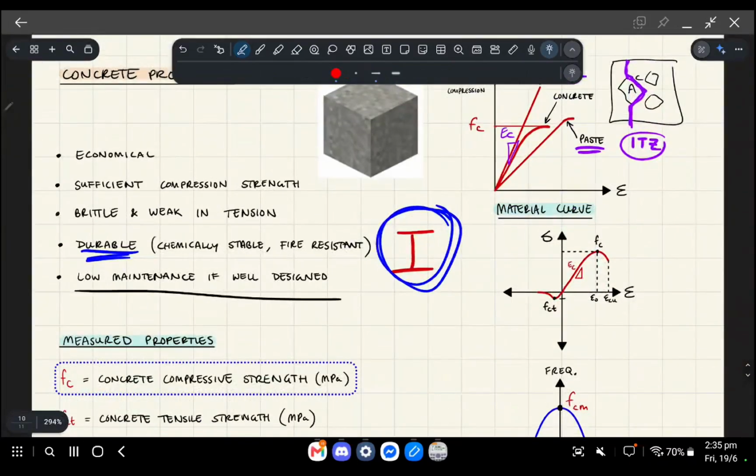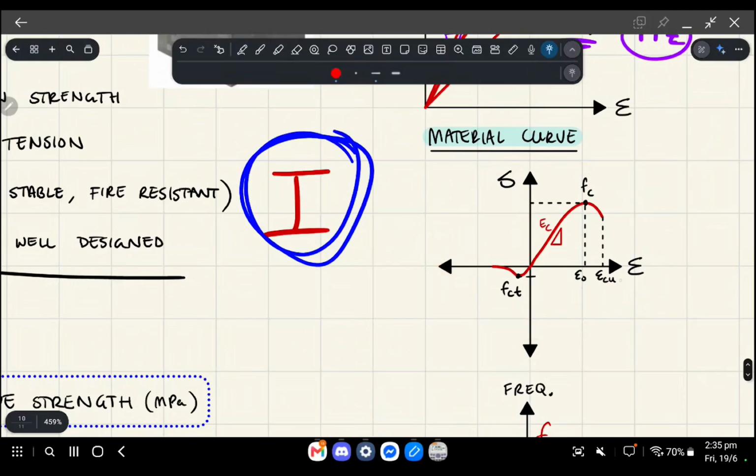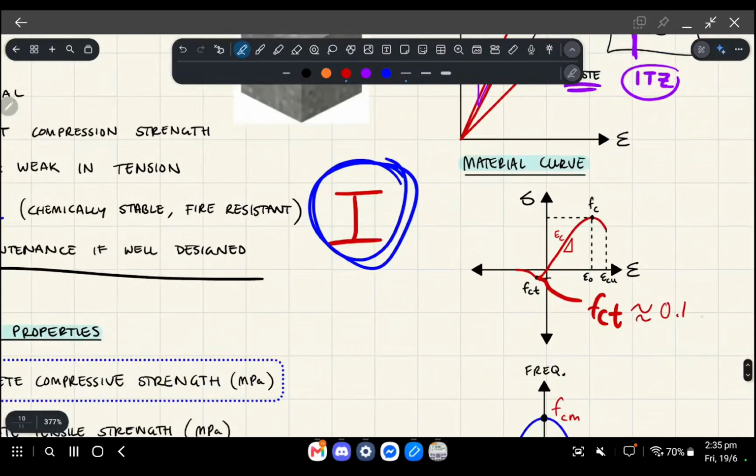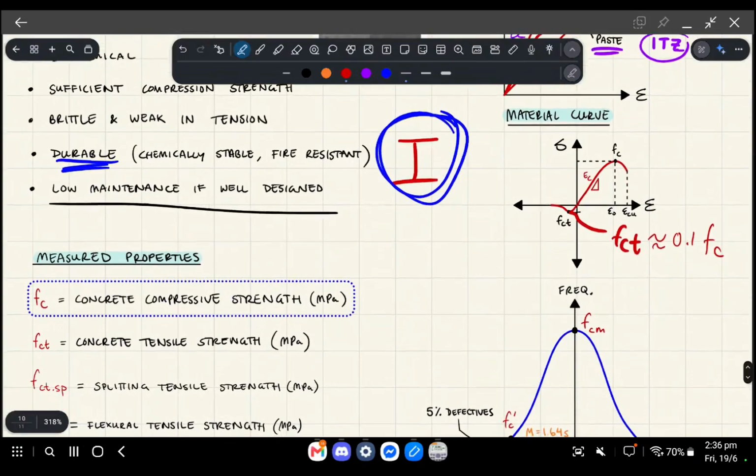All right, so overall, when you look at a concrete material curve, it looks something like this, okay? So you've got this weak kind of tensile behavior, and you've got this relatively strong compressive behavior for the concrete, okay? So I think the rule is that the tensile strength of concrete is approximately 10% of the compressive strength, okay? So it's 10 times stronger in compression than it is in tension. All right, so this is an important characteristic of it.